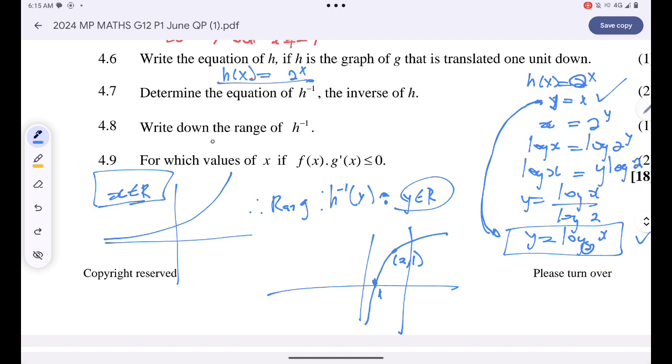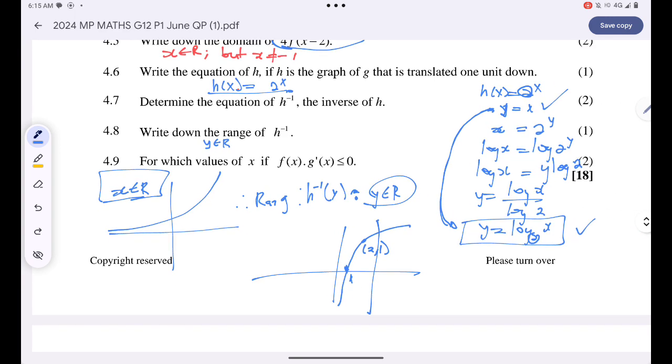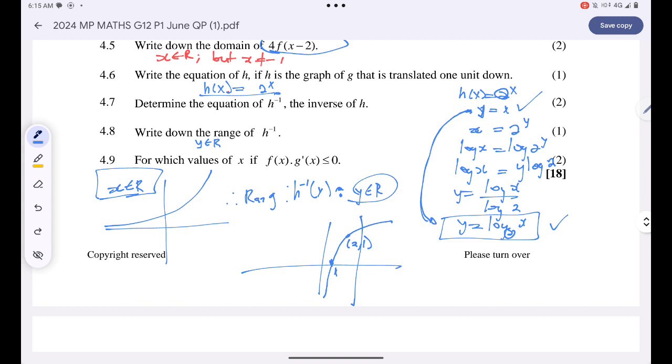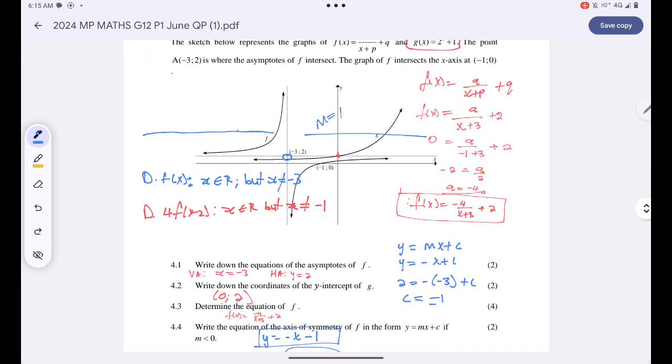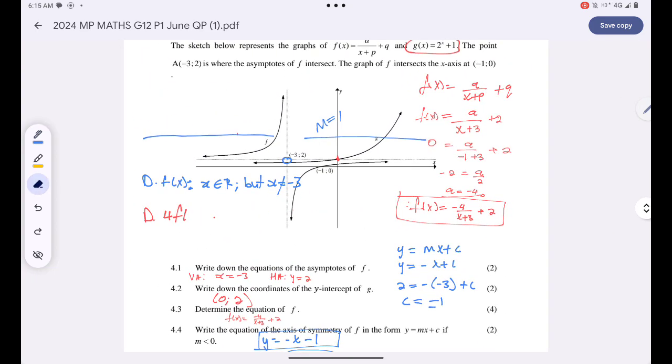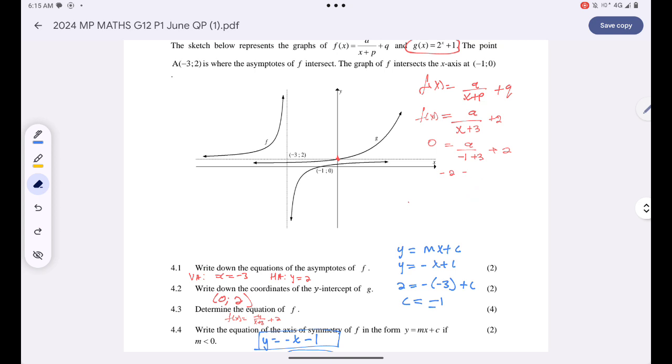Okay, so our range, I'll simply say y is an element of real numbers, and then for which values of x is f of x times the derivative of g less than 0. Okay, let's go and analyze over there. f of x and the derivative of g are less than 0. We are multiplying two things and the answer is negative.